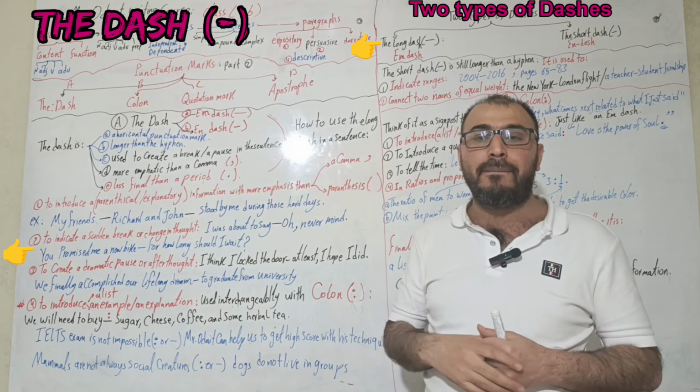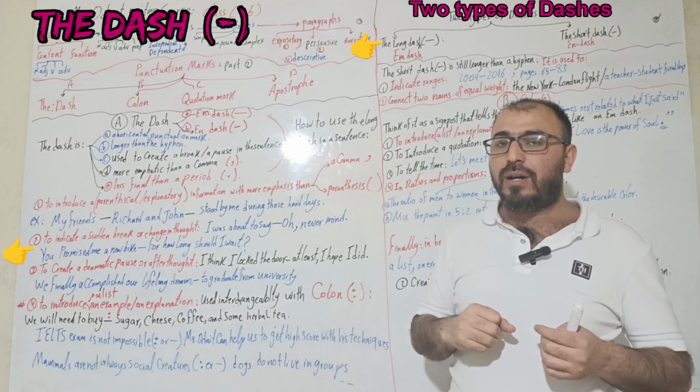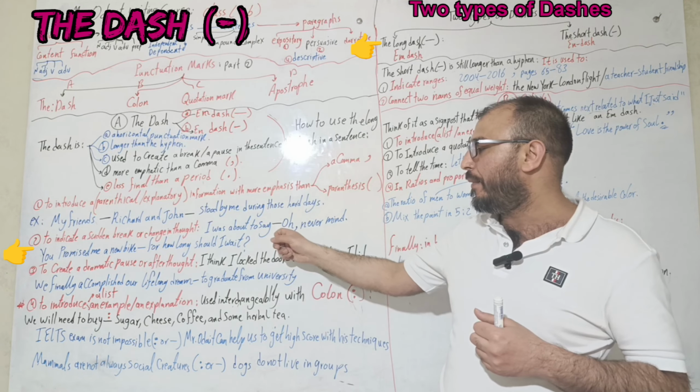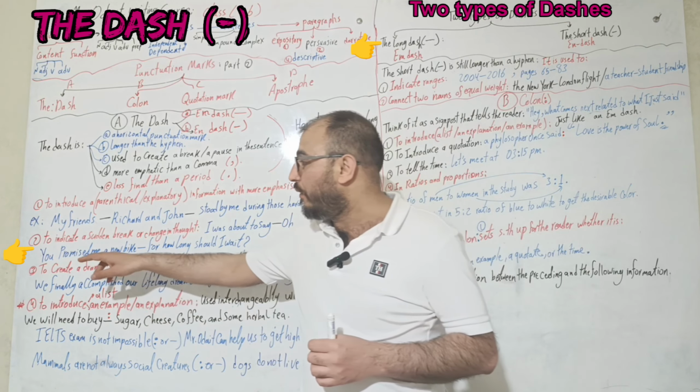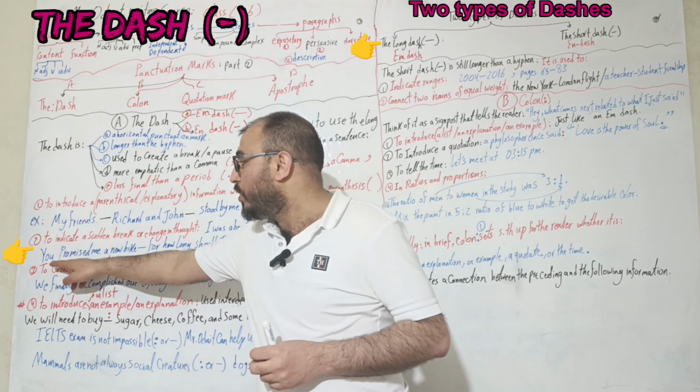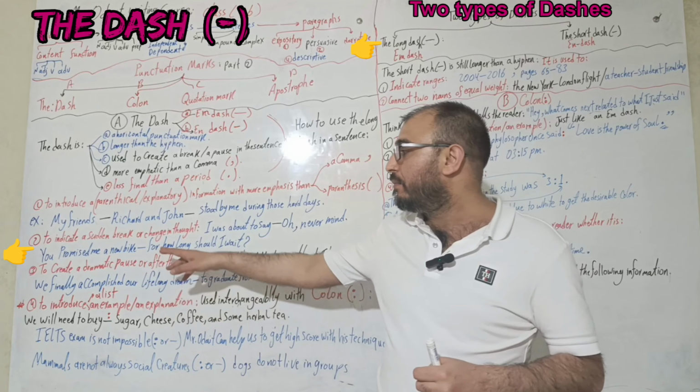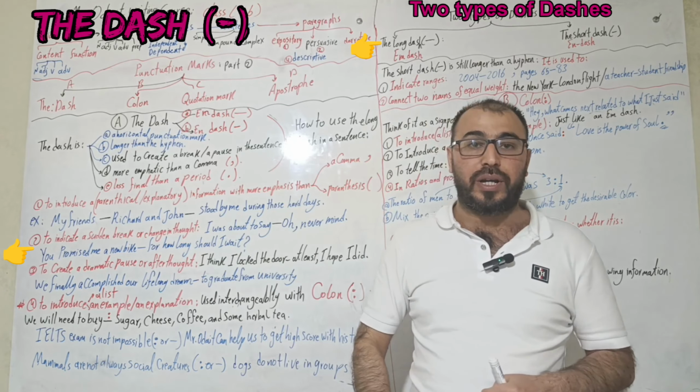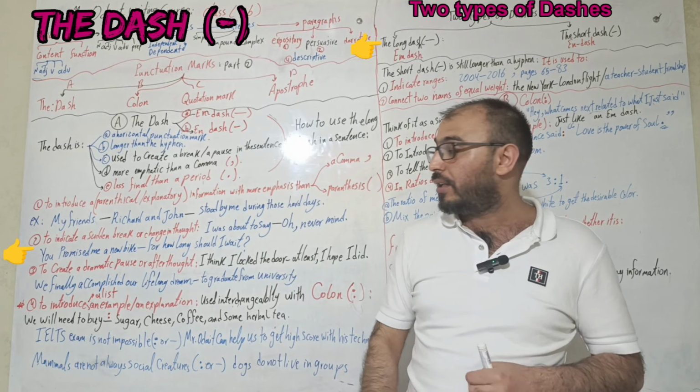This way, we read the sentence again. I was about to say something—oh, never mind. In here, my friends, we have the other example. You promised me a new bike—for how long should I wait? In here, I give a pause like a child talking to his father, trying to express a kind of frustration or annoyance. And here, my friends, this third use is to create a dramatic pause or afterthought.